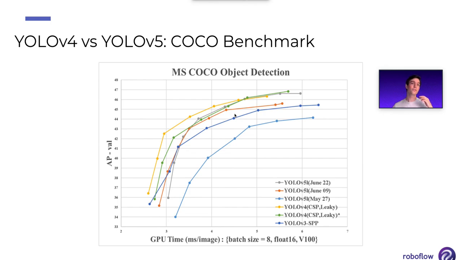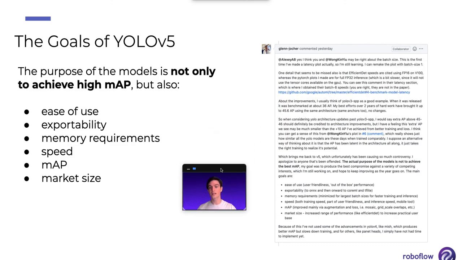Now, if YOLO V5 is better or worse depends a bit on your use case. I mean, the author of YOLO V5, Glenn Jocher, has actually put out and said that his goals with YOLO V5 are not just mean average precision, but also ease of use, exportability, training with less performant resources, having a faster training model, of course mAP as well, and market size, just the number of people that could use computer vision that may not have access to YOLO V4.